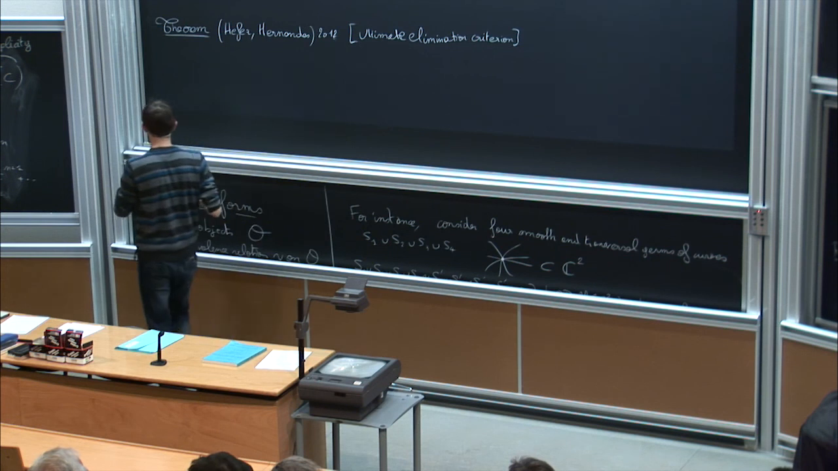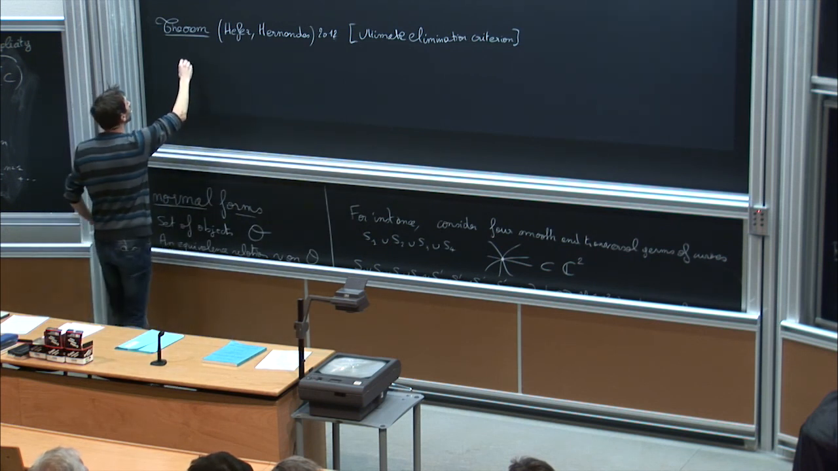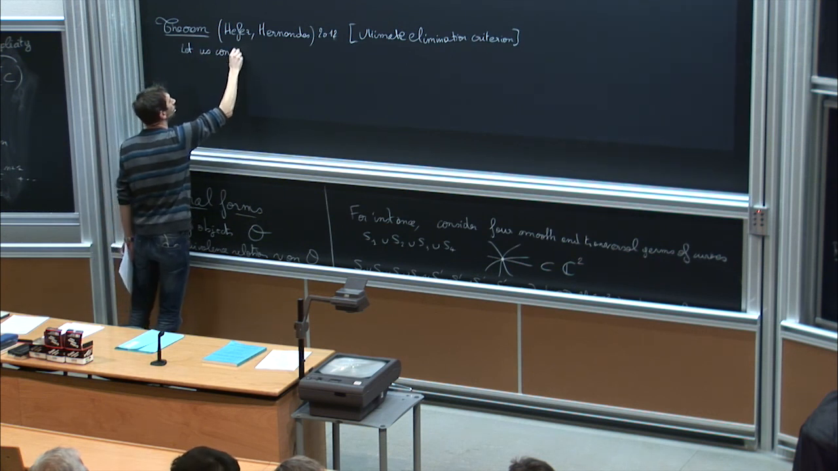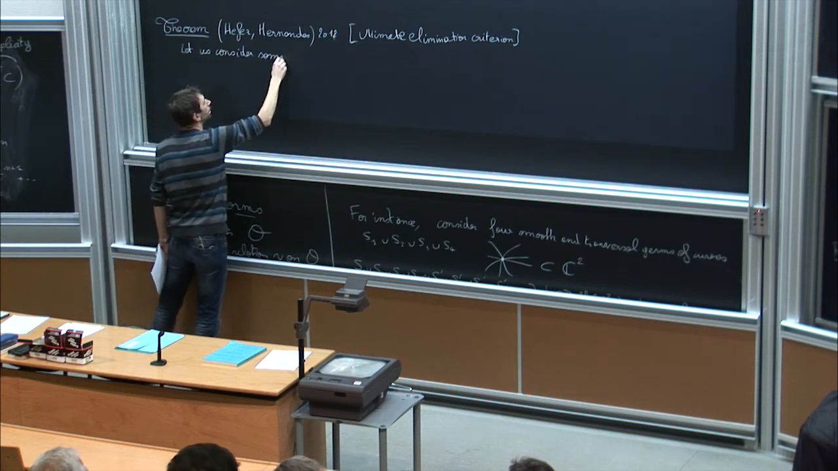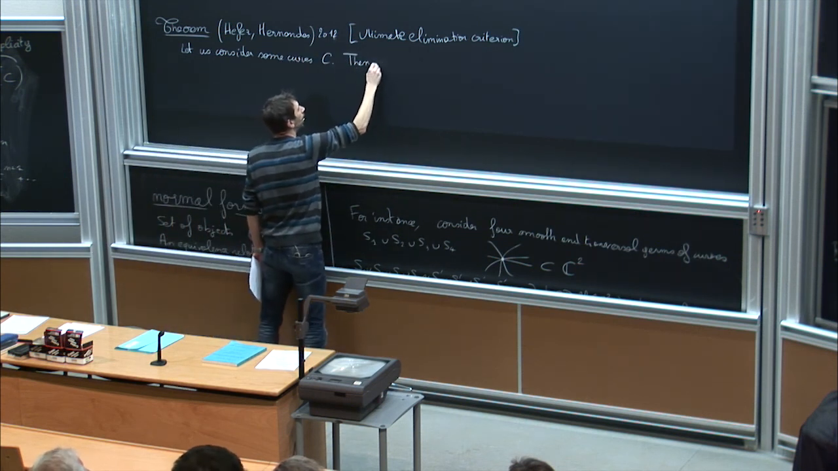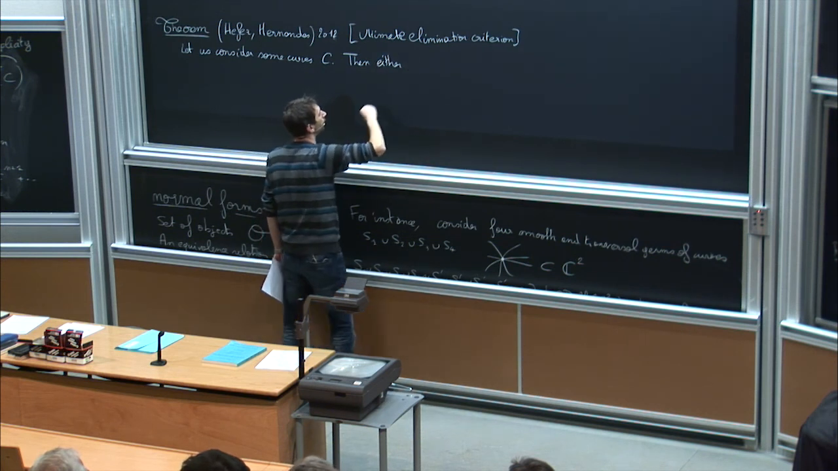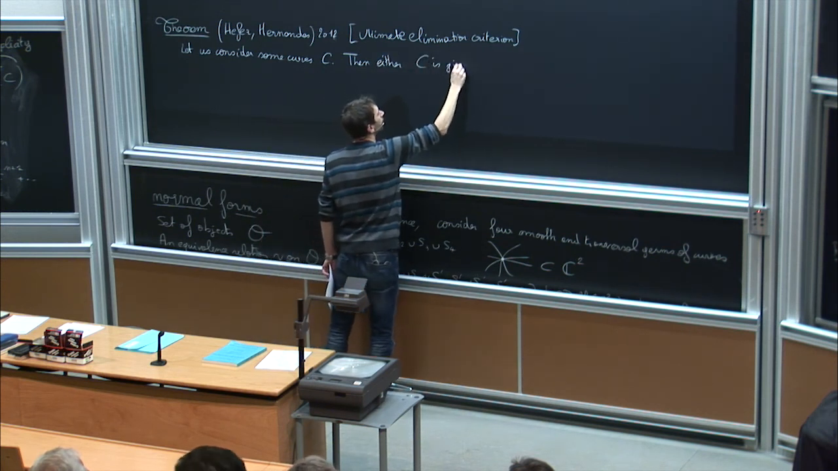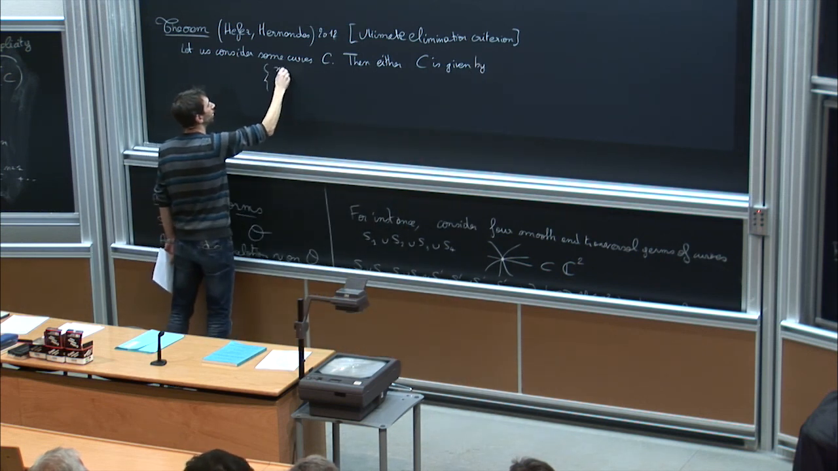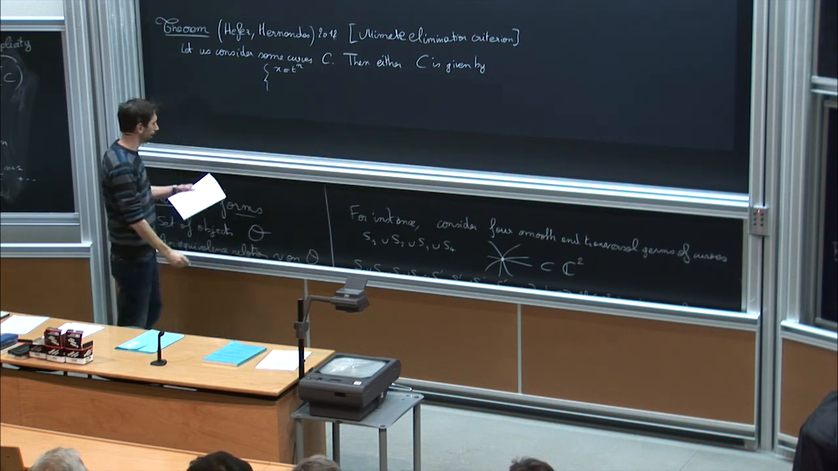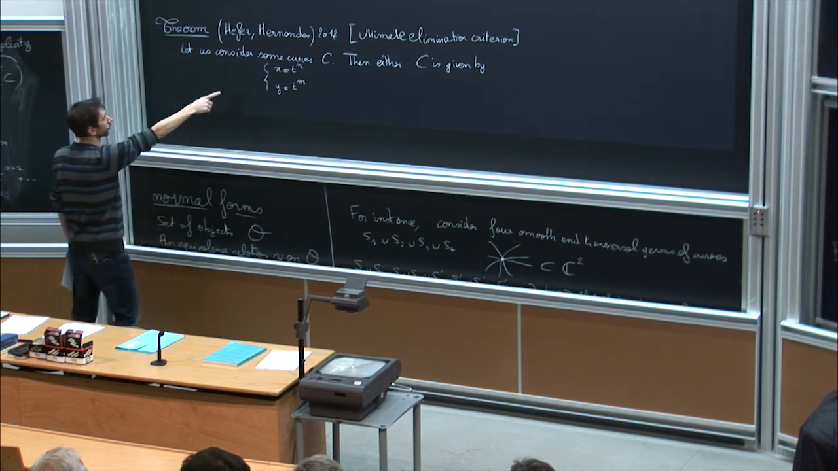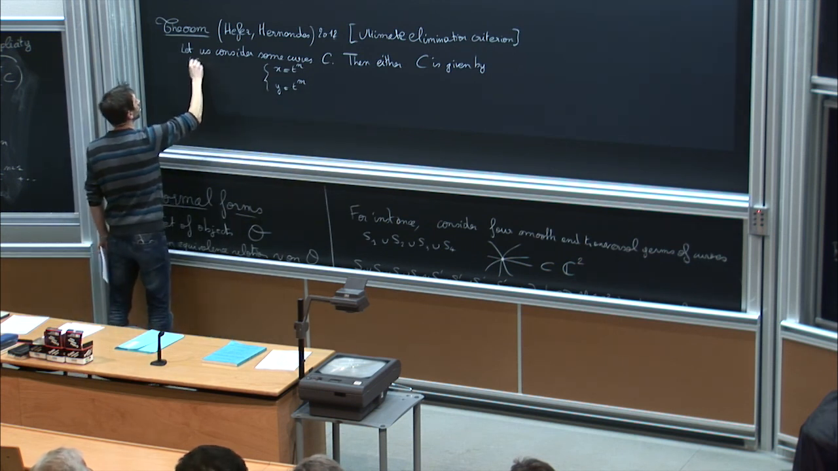Okay. So the theorem is the following: let's consider some curve C, then either C is given by a Puiseux parametrization of the form x equals t to the power n and y equals t to the power m. So, of course, here C is irreducible, okay?